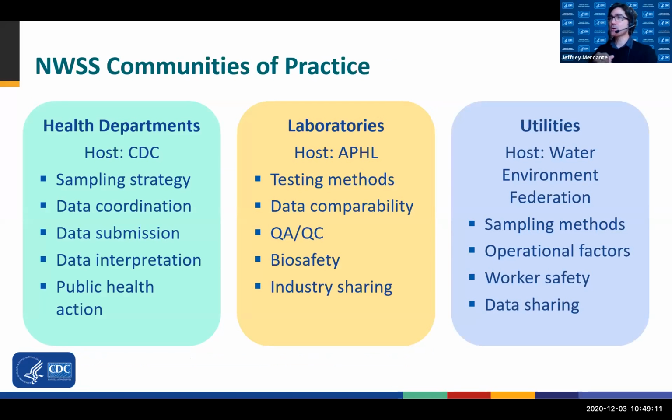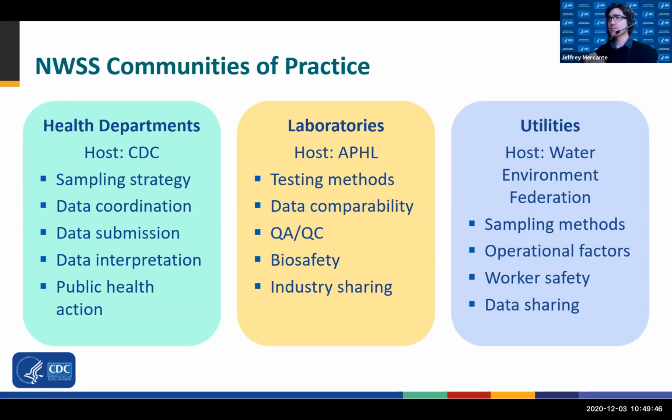And as I mentioned, we are also coordinating something I call communities of practice as part of NWSS at the CDC. These communities will allow for effective communication and sharing of information between states and localities that are conducting wastewater surveillance. Specifically, we have three separate communities of practice right now. One is hosted by CDC to support health department implementation of wastewater surveillance programs, including development of sampling strategies for different phases of the epidemic and for various public health data needs, as well as data coordination and use.